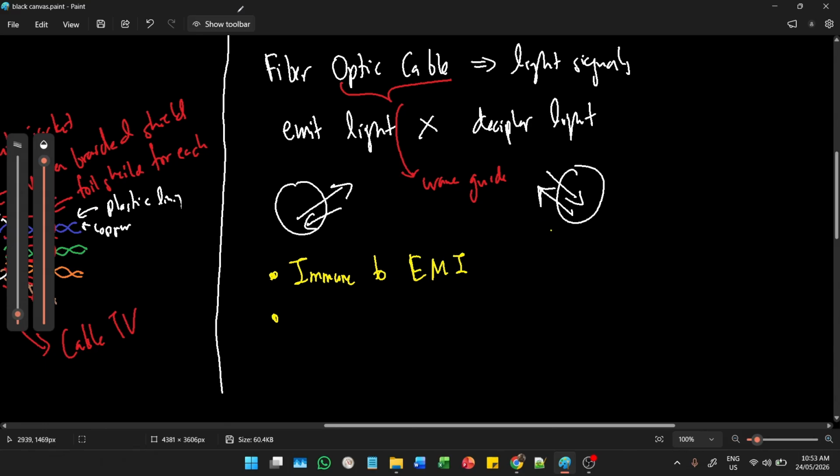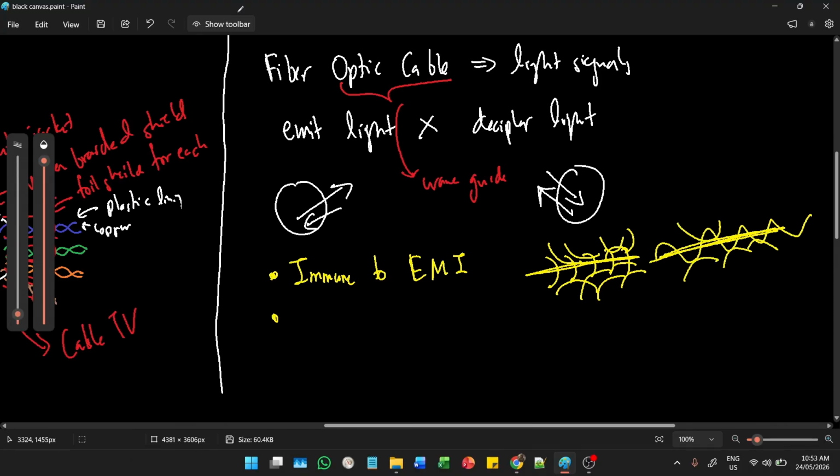to electromagnetic interference, right? The answer to that is very interesting because copper, let's imagine this is a copper wire. Copper wire has electrical signals. Electrical signals cause an electromagnetic field along it, right? So other electromagnetic fields can affect it. But light is simply an electromagnetic wave. So other electromagnetic interferences cannot affect it. So that's a little bit of a more you know, the more you know stuff.